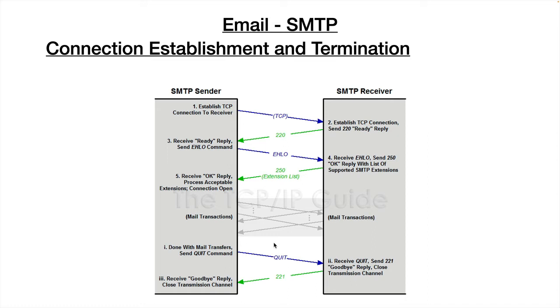As far as the connection establishment and termination, this is the process we go through. A connection from the SMTP sender is made to the SMTP receiver or server, and that happens over normal TCP on port 25. When that connection is established, the server is going to send a ready message. I'm ready to process your request.